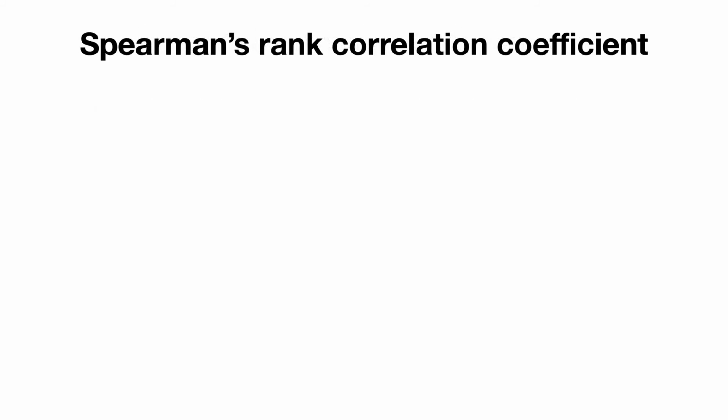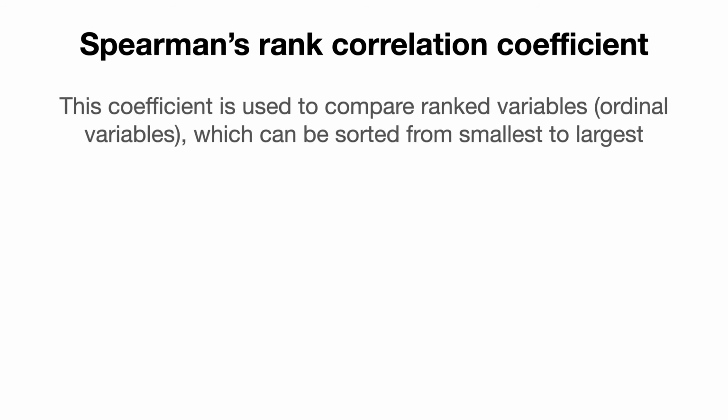So I feel like I'm running through lots of things, but there are many correlation coefficients, and this is another one that I want to mention. I think it is important because the Pearson correlation coefficient we use when we have numerical variables, but that's not always the case. Sometimes variables are ranked variables, also called ordinal variables. They are not numbers, but they can be arranged from smaller to larger.